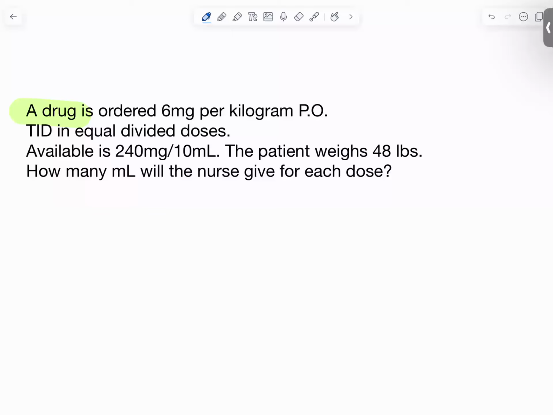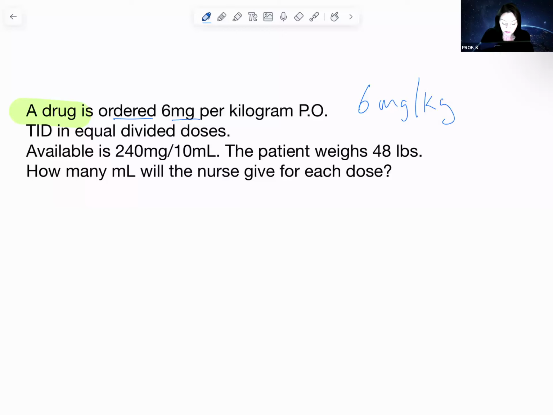All right, let's do it. So what is my doctor's order? Well, he has ordered 6 milligrams per kilogram. It still means the same thing. It's just written different. It still means 6 milligrams per kilogram by mouth, 3 times a day in equally divided doses. That's part of an order, but you just need to know the strength because we're solving for something.